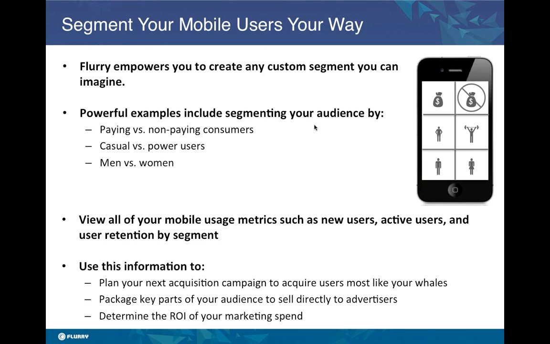And so you're able to create a whole variety of segments within Flurry. Some powerful examples that we've seen customers use recently are paying versus non-paying customers, or casual versus power users, or demographic-defined segments like men versus women. And then once you've built those segments in Flurry, you can use this information to plan your next acquisition campaign and try to acquire users that are most engaged in your app, or package key parts of your audience to sell directly to advertisers.